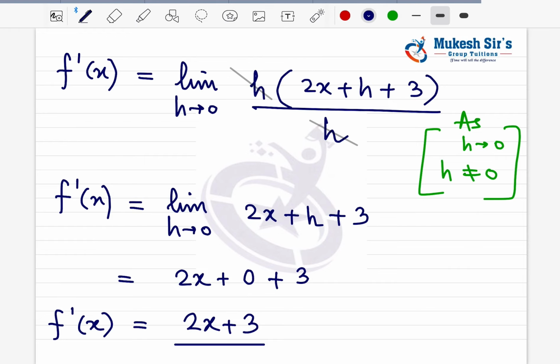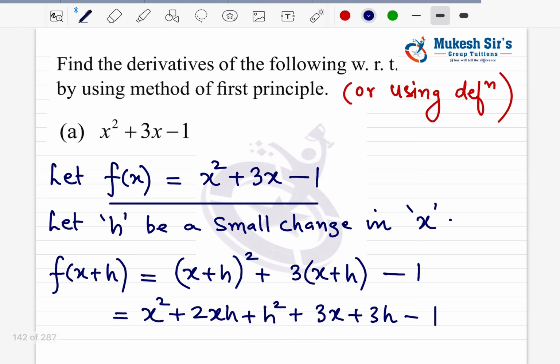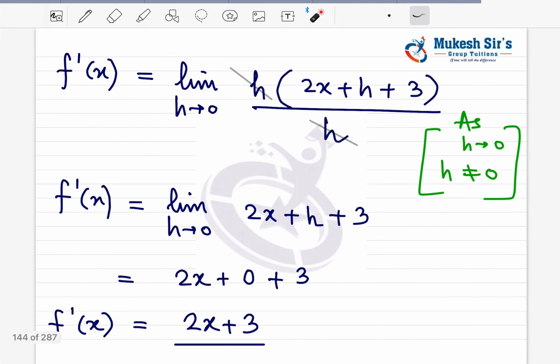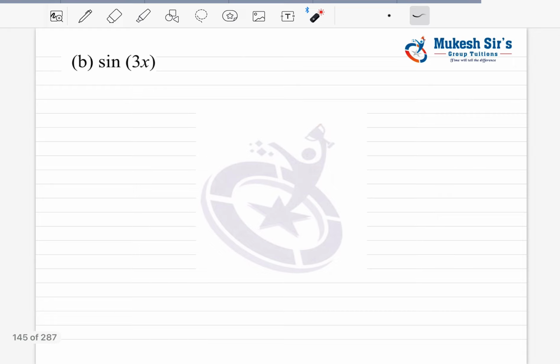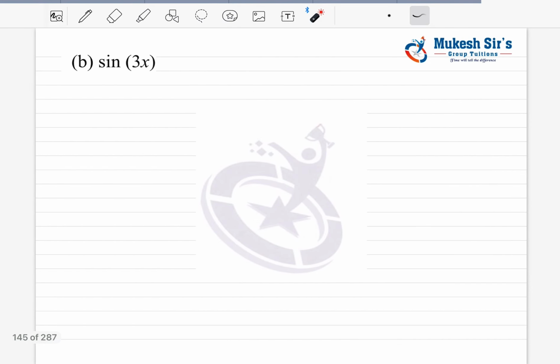So the derivative, you already know the answer. The derivative of x square is 2x. 3x ka derivative is 3 and constant ka derivative is 0. So you get the same answer using first principles. f dash x is equal to 2x plus 3. So you can write the final answer. Derivative is equal to 2x plus 3. Clear? Let's solve one more question.